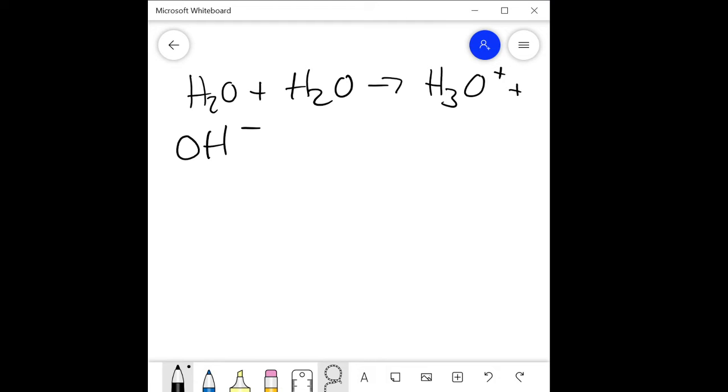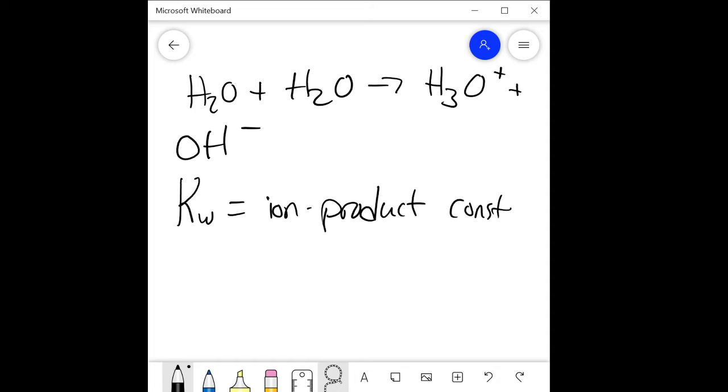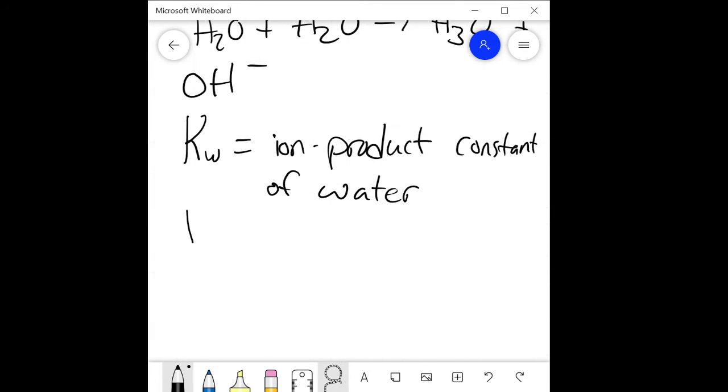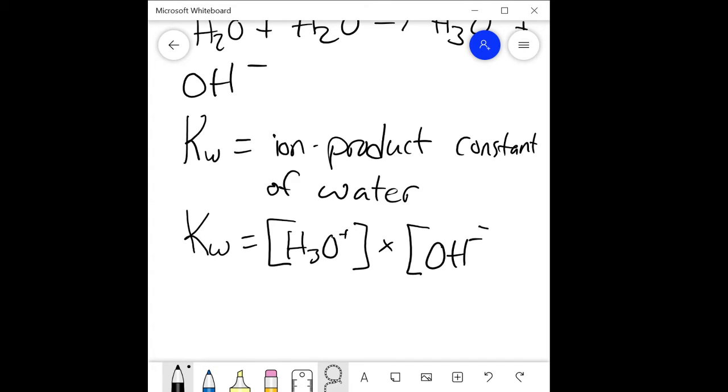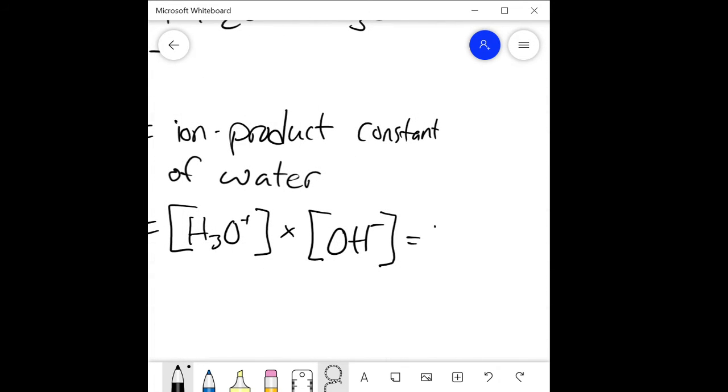So in this equation, it makes a constant because of properties of water. So there's Kw, which is the ion product constant of water. Basically what that means is that Kw equals the molarity of H3O plus, that's what the brackets mean, times the molarity of OH minus, which equals 1.0 repeating forever and ever, 1 times 10 to the negative 14th molar squared.